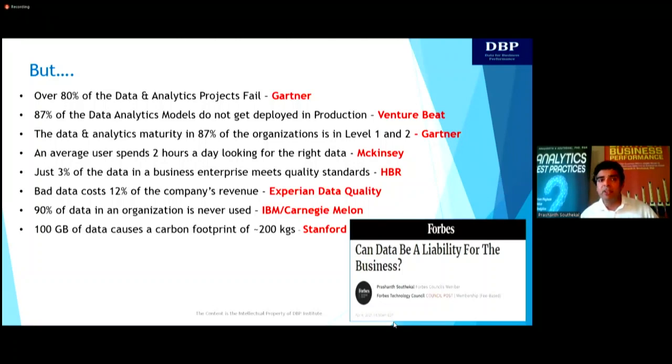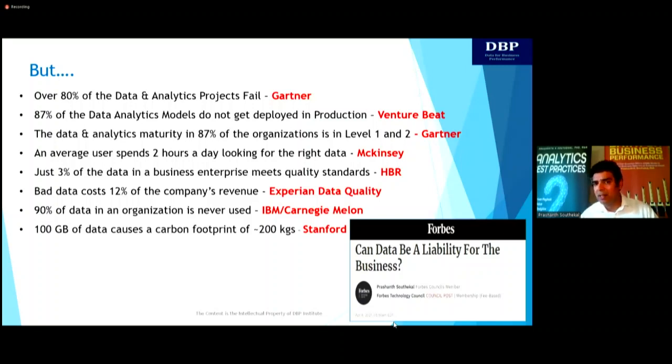Gartner says that 80% of the data analytics projects do not give business results. McKinsey says people spend almost 2 hours in a day just searching for data. IBM and Carnegie Mellon did a study and they found that 90% of the data in a company is never used. Forrester did a similar study and they came up with 73%. So by and large, a large amount of data in a company which has been captured is never used for any business needs. And mostly in today's world of ESG and carbon footprint and so on, 100 GB of data in a year produces carbon of approximately 200 kgs.